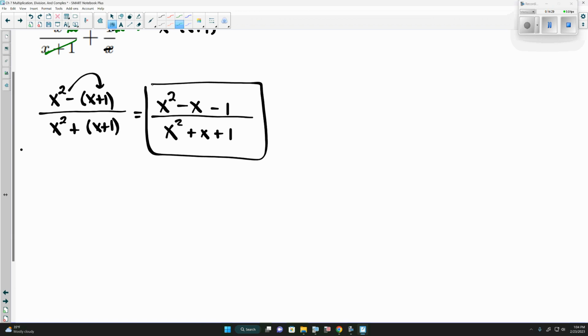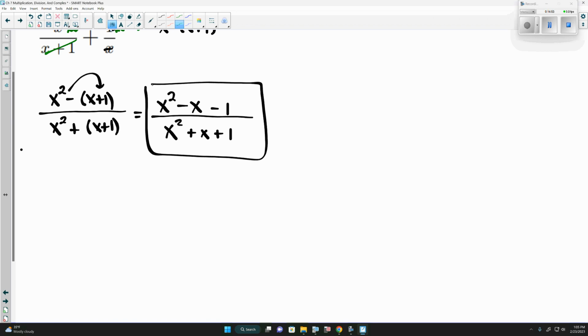And that is it. Because whenever the first term is just x squared and the third term is 1, the only way that this will factor is either A, there is no middle term, difference of perfect squares, or B, the middle term is going to be positive or negative 2.